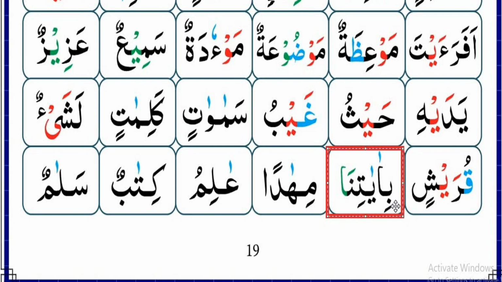Bi-ayatina. So three of the sounds will be stretched. A, ya, and na. The first two because of the standing signs, the last one because of the madda letter. Bi-ayatina. Mihadan. The ha sound will be stretched because of the standing sign. Mihadan. And here the first sound will be stretched, the same reason, a standing fatha.